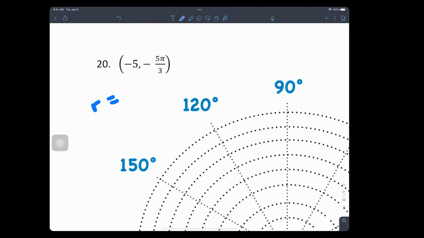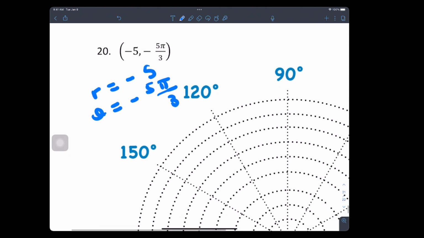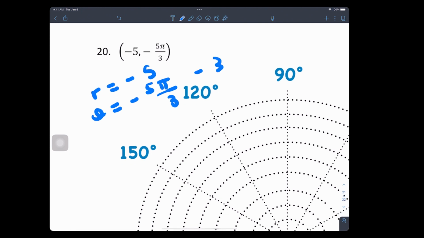Your radius is what? Negative 5, and your angle is negative what? 5 pi over 3. So what is this? If pi over 3 is what? 60. What's negative 5 times 60? Isn't that negative 300 degrees?